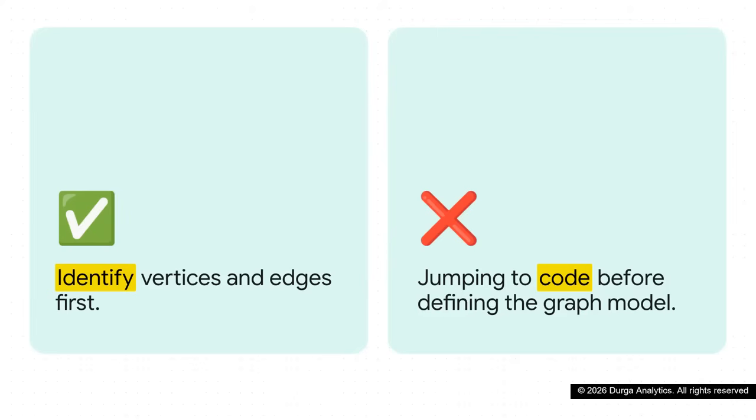Literally say out loud, okay, these entities are my vertices and these relationships are my edges. Explicitly state if the graph needs to be directed or undirected, weighted or unweighted. The ultimate fatal trap is jumping straight into a whiteboard search algorithm before you've established the architecture. Because if your model is wrong, your algorithm doesn't matter.